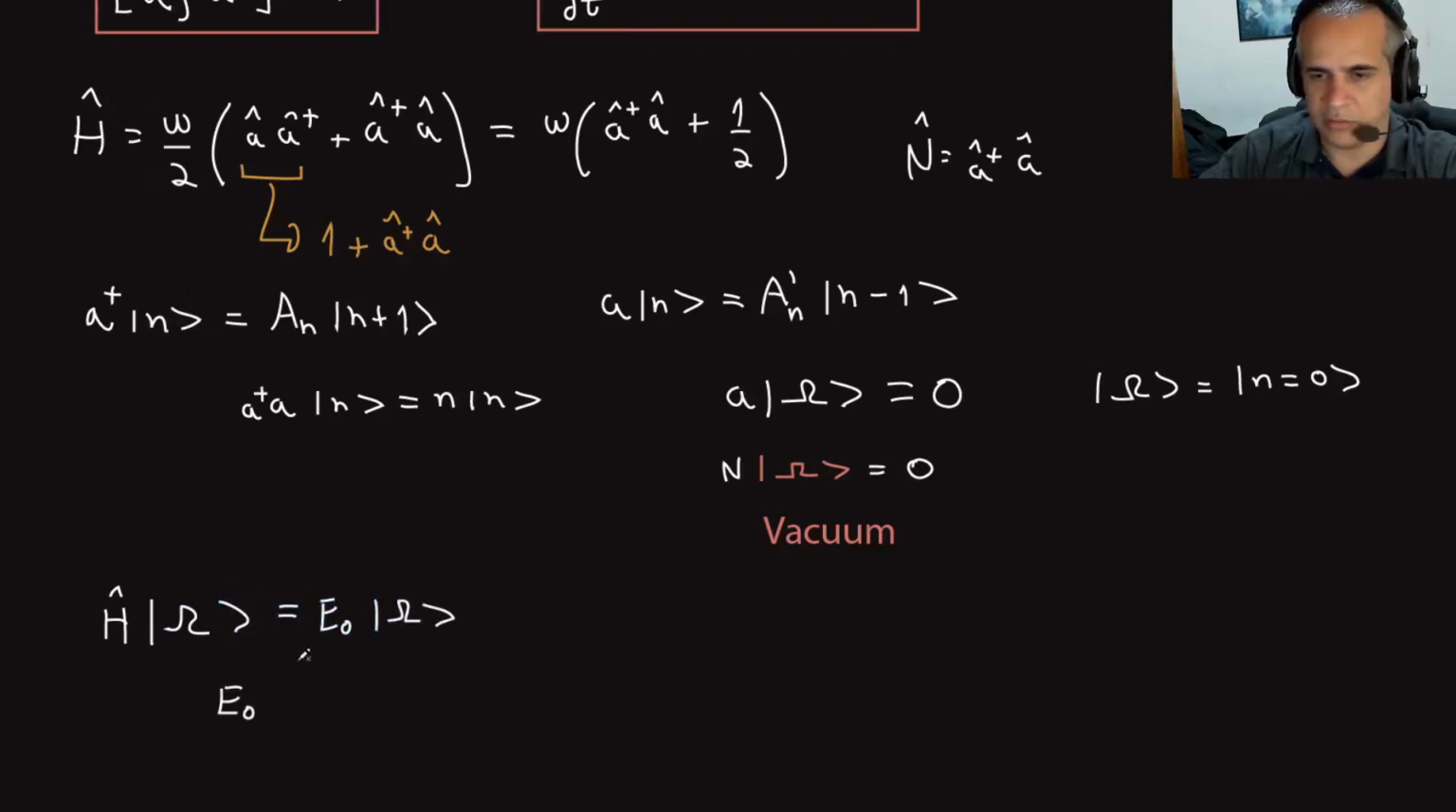Which is just this part, right? This will be 0, and I have omega over 2, which is the 0-point energy or vacuum energy. And for one oscillator is just this.